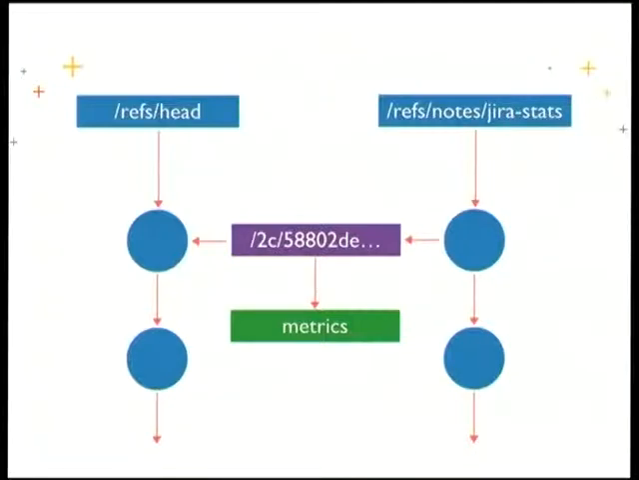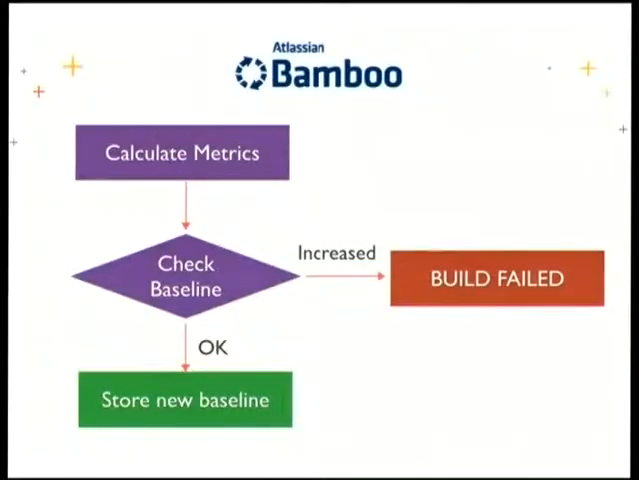So how does this work in practice? How do we hang this together? In our CI environment on Bamboo, we calculate our metrics using the system that I was talking about earlier. We check the baseline by looking at the note, looking up the DAG to find a note for the previous values of the stats. If any of the individual metrics have increased based on the value that we pulled out of one of the previous commits, then we fail the build. Otherwise, if everything's okay, we store a new baseline. So this is where the storage occurs. We only do the storage of metrics into the notes on the CI system.